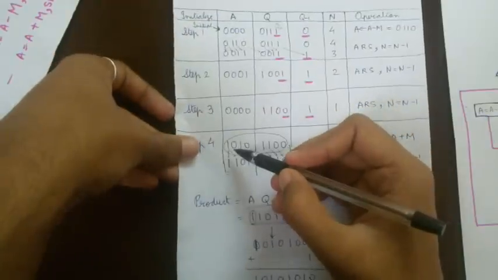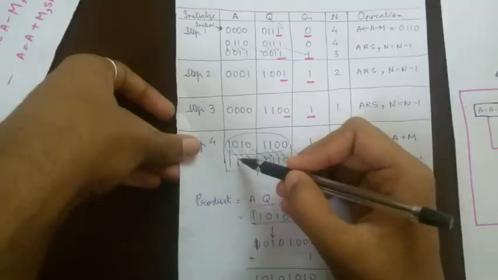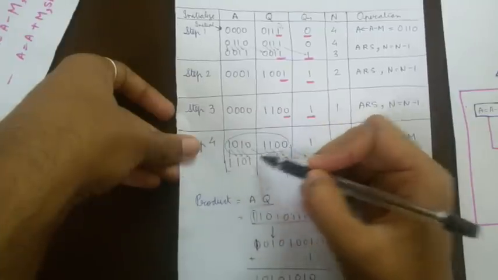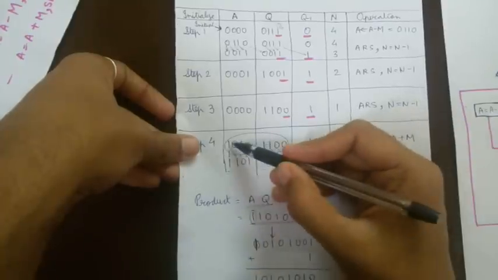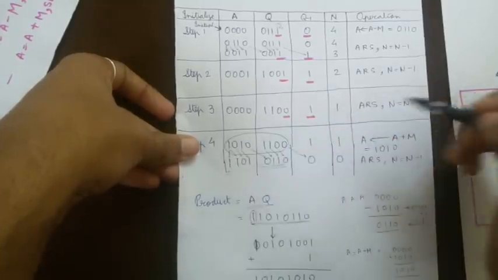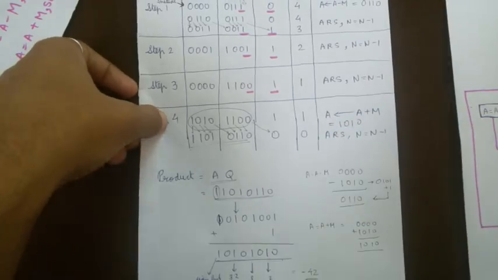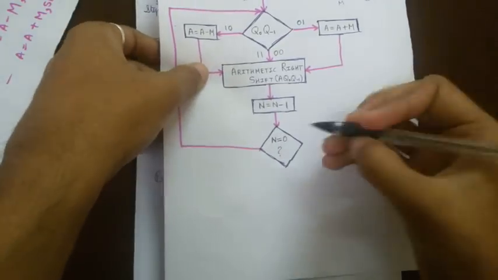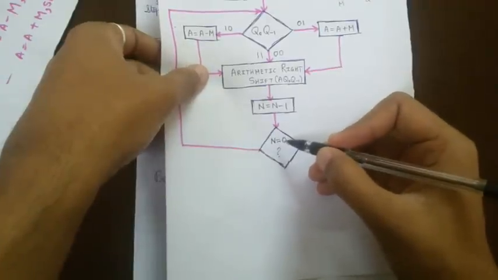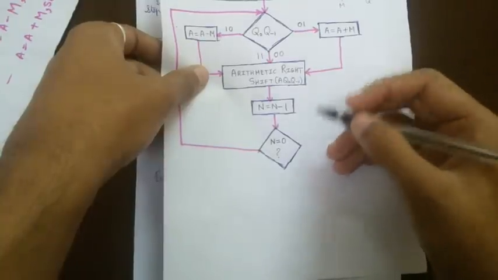Now after performing this operation, as per our rule, we will perform the shifting operation. So here each bit gets shifted to the right by 1. This 1 comes here, 0 here, 1 here, and this 0 comes here, and later this 1 is written down here. Now the value of n gets decremented to 0. Now as per our flowchart, when the value of n becomes equal to 0, the loop stops.